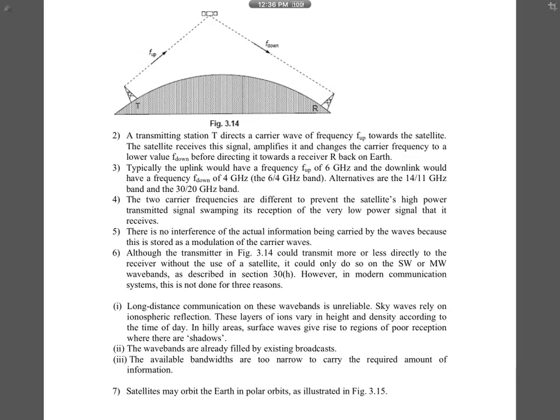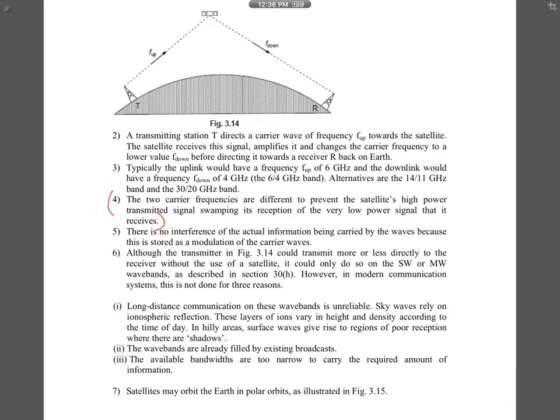The uplink frequency and the downlink frequency must be different, so you need to know why. Here it says that they are different, so you can actually highlight this point. Number 4 here, you can say that the two carrier frequencies are different to prevent the satellite's high power transmitted signal swamping its reception of the very low power signal that it receives. So what does it mean?